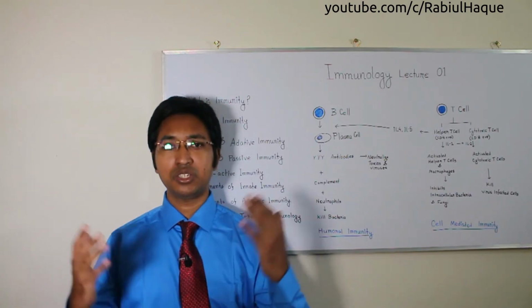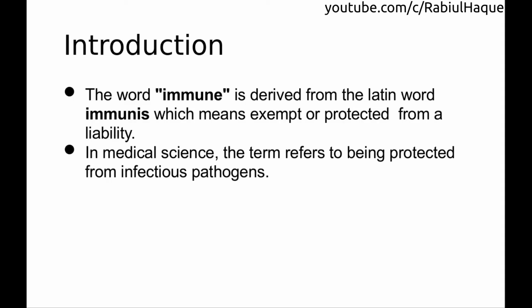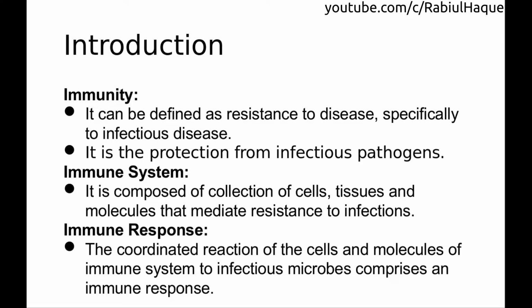First question, what do we mean by immunity? Now, the word immune is derived from the Latin word immunis, which means exempt or protected from a liability. Always remember, in medical science, the term refers to being protected from infectious pathogens. So how can we define immunity? It can be defined as resistance to disease, specifically to infectious disease. It is the protection from infectious pathogens.